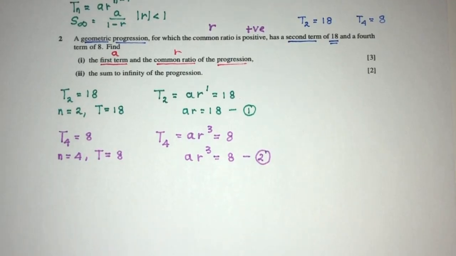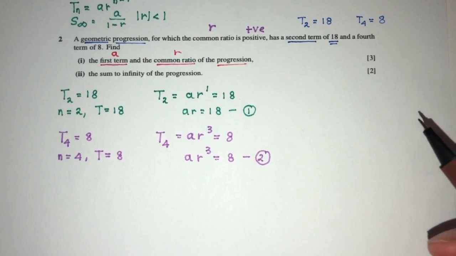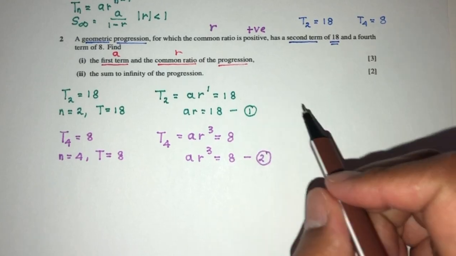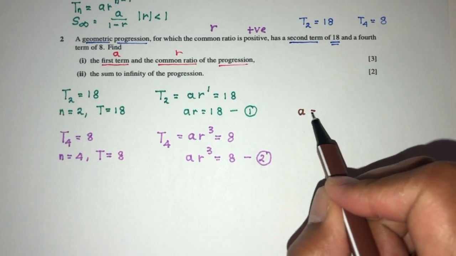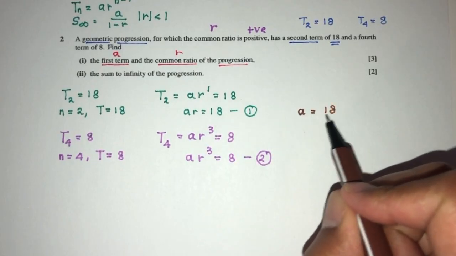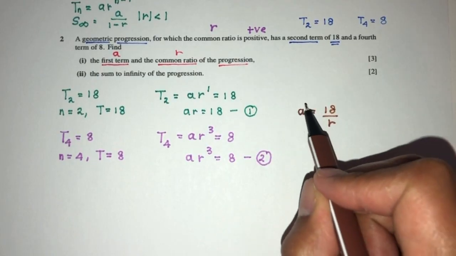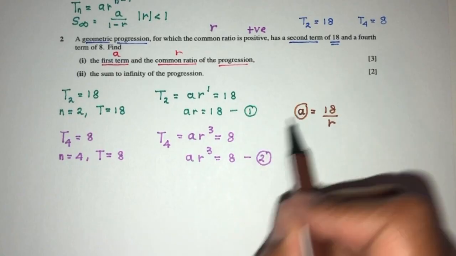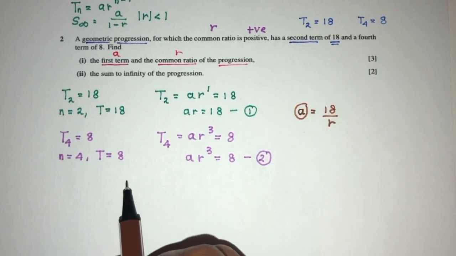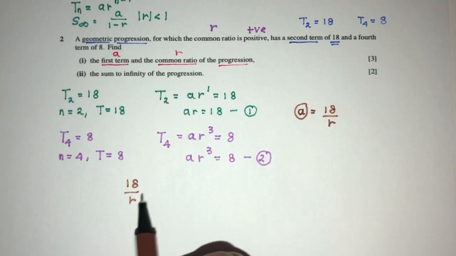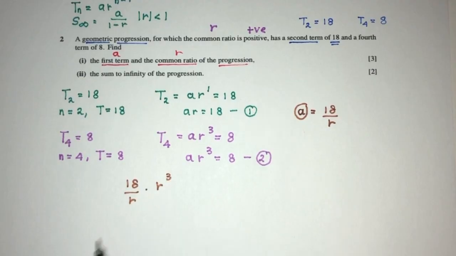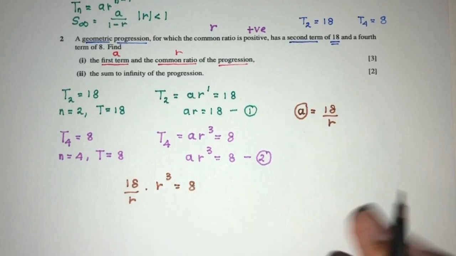Now when you have two equations, we have two unknowns, we are trying to solve these equations simultaneously to find the value of A and R. So let's try this. What can I do here? Let's think. I can do, let's do A is equal to the value of 18 divided by R. That's the first step. Now we can replace the A here. So A is also equal to 18 over R times R cubed equal to the value of 8.